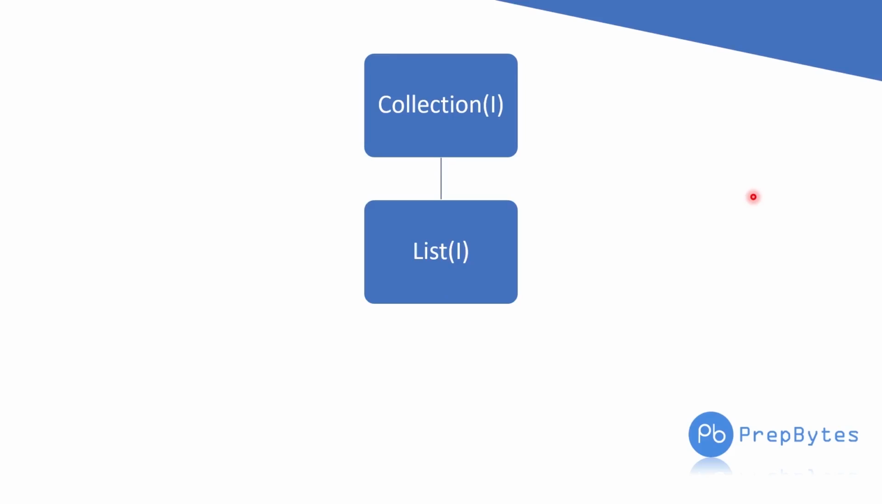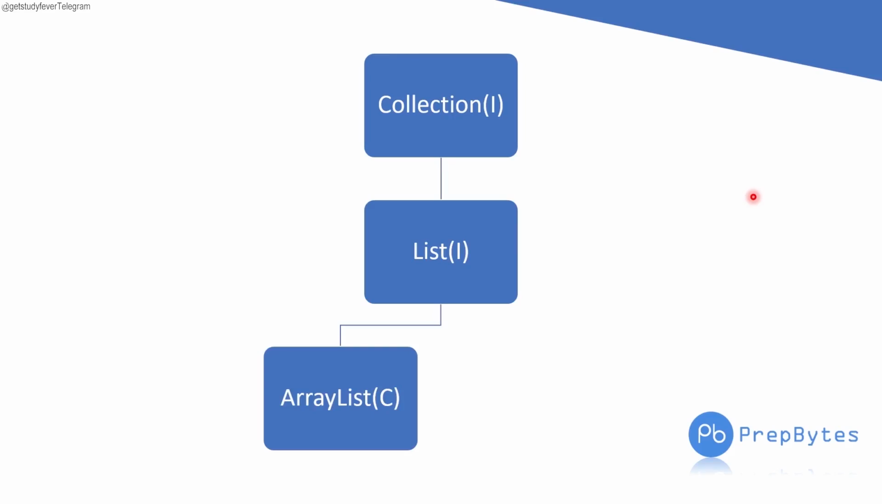We have seen the collection interface and the methods in the collection interface. We have seen the list and the methods in the list interface. Now we have seen ArrayList, the implementation class of the list interface. Obviously, since the list interface is a child interface of collection, the collection methods and the list methods are all implemented inside the ArrayList implementation class.